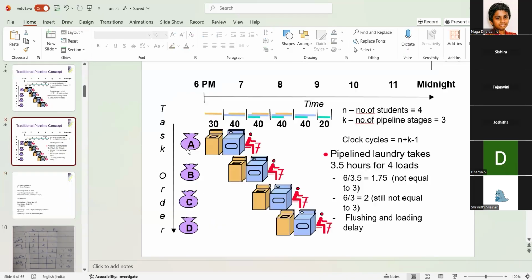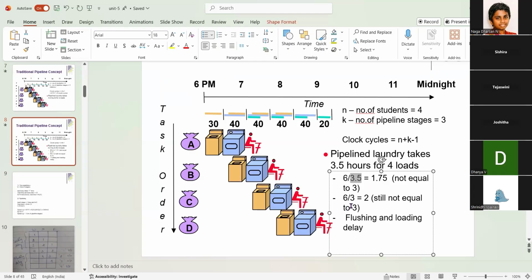Now let's go back to this example again. 6 by 3.5, the first case, where 6 is the non-pipelining time and 3.5 is the pipelined time, with all of these values being the same: 30, 40, 40, 40, 40, 20. So we got 1.75. Ideally it should be closer to 3, but it is way far.